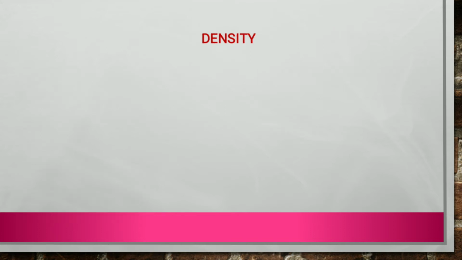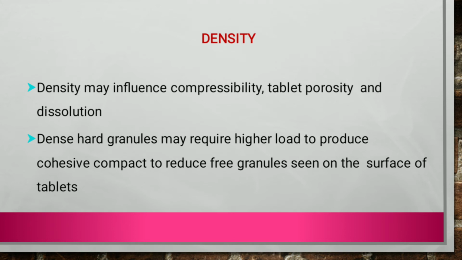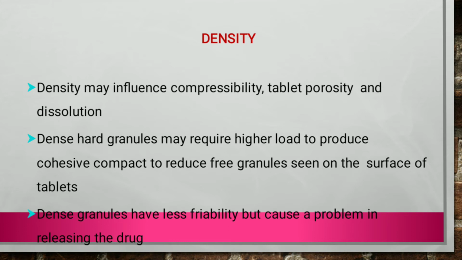Then next one, that is density. Density is a measure of mass per volume. The average density of an object is equal to its total mass divided by its total volume. Further, density may influence compressibility, tablet porosity and dissolution. Also, dense hard granules may require higher load to produce a cohesive compact to reduce free granules seen on the surface of the tablet. And dense granules have less friability but cause a problem in releasing the drug.